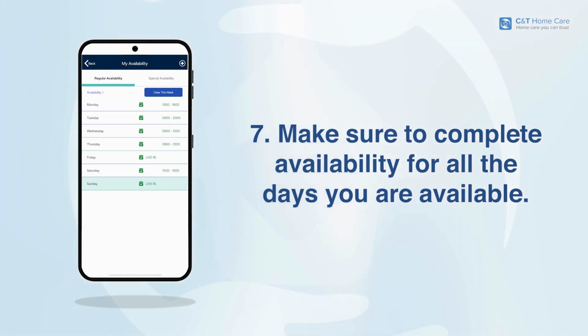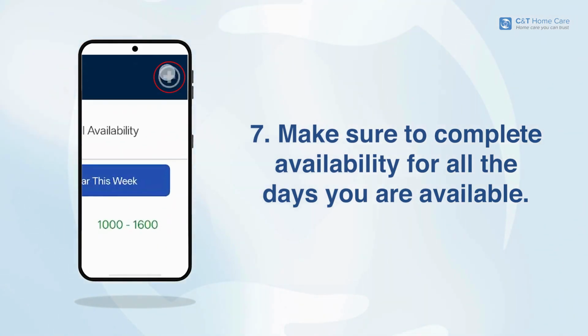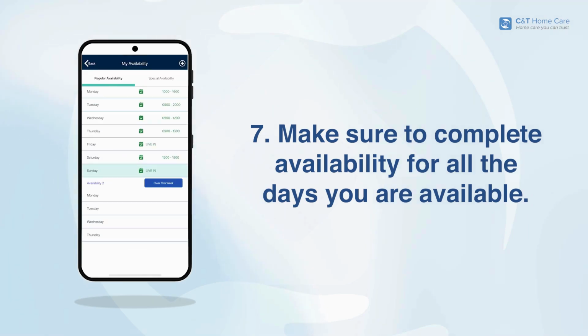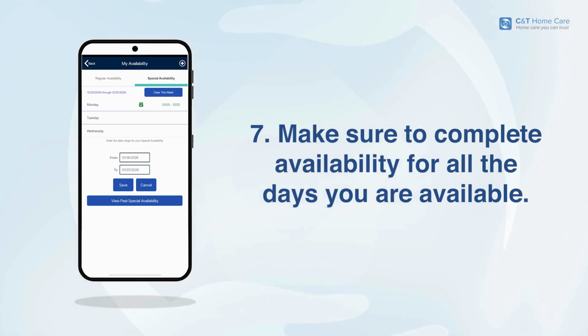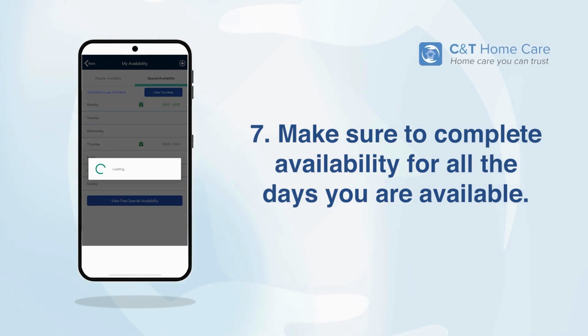If you have more than one time slot on the same day, tap the plus icon in the top right corner and add availability too. For temporary availability, such as for 1 day or 1 week, tap on Special Availability and select the specific dates. The days will appear automatically during the selected dates. Set your availability and tap Save to complete the process.